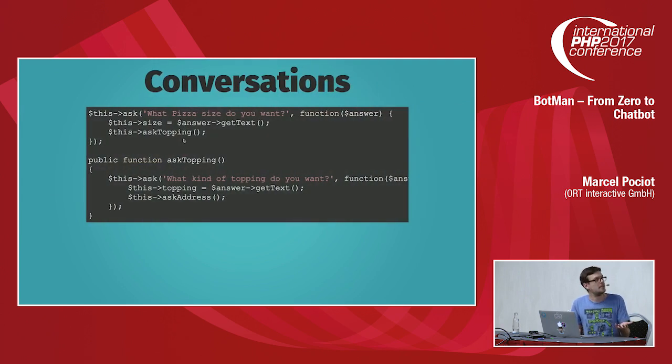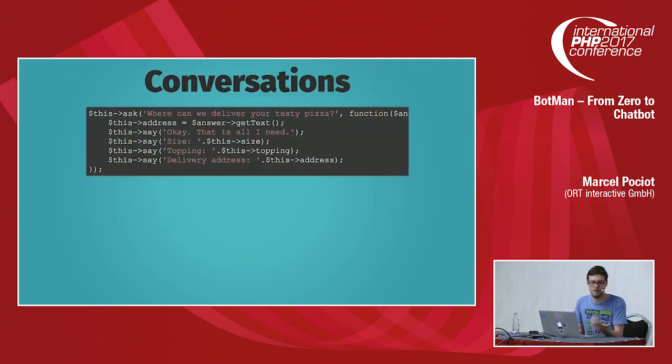And what you would do next is, once we get the answer of the size, we can ask for the topping. So this would be another question that asks, what kind of topping do you want? We store the answer as a property and ask for the address. And this would be basically just the code for giving out the information that was stored inside of this conversation flow.